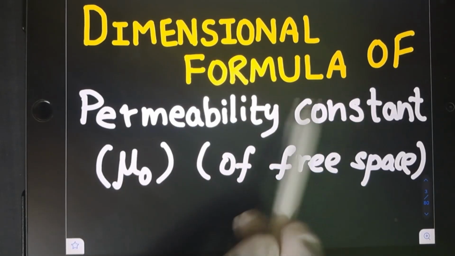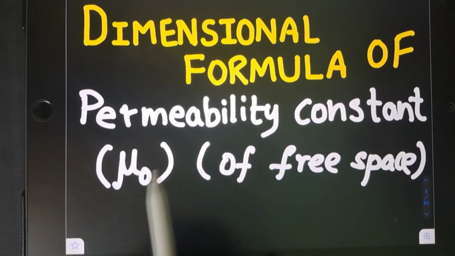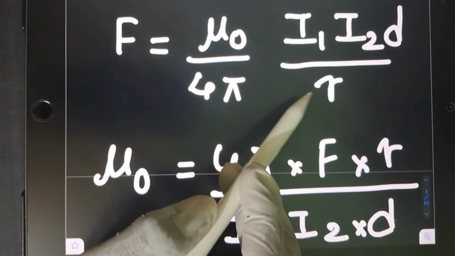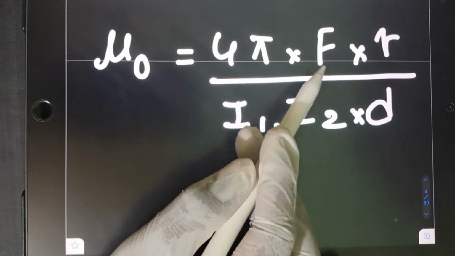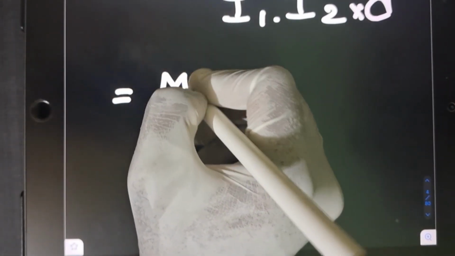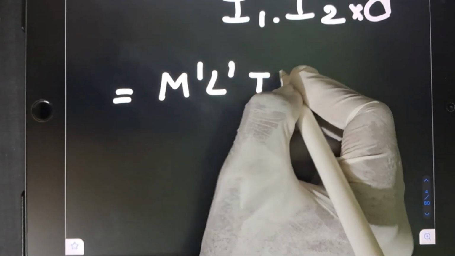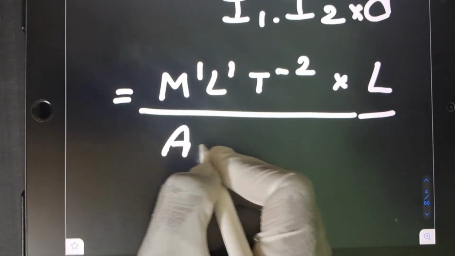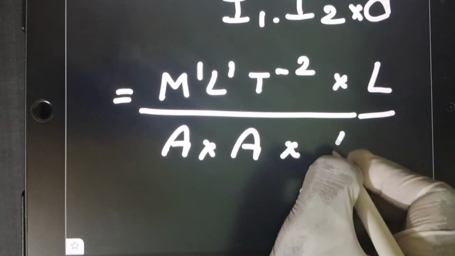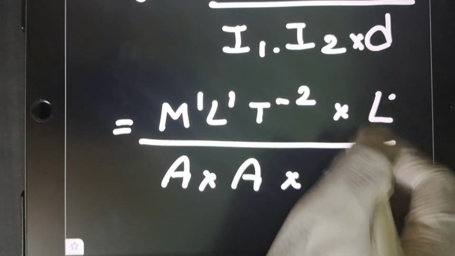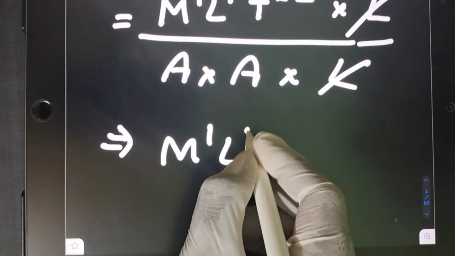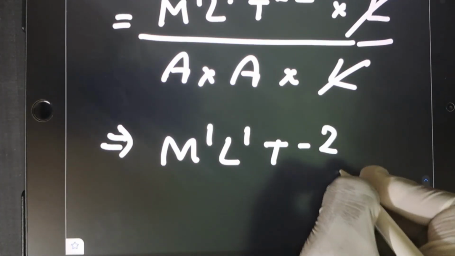To find the dimensional formula of the permeability constant μ0, we know the formula F = μ0 I1 I2 D / (4π R). So μ0 = 4π F R / (I1 I2 D). The force F is M¹ L¹ T⁻², R is the radius L, I means current A, and D represents length L. On cancellation of length, with the reciprocal of the current squared, we get M¹ L¹ T⁻² A⁻².